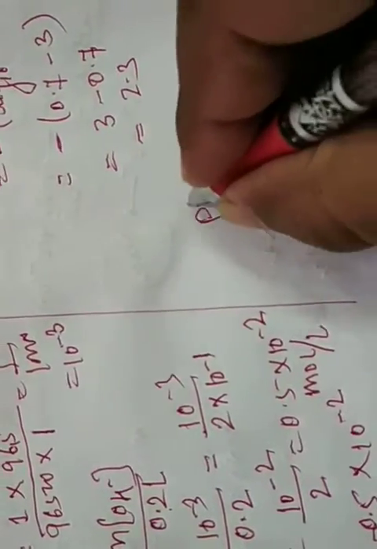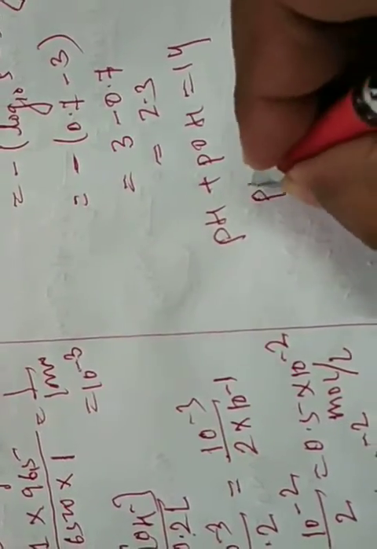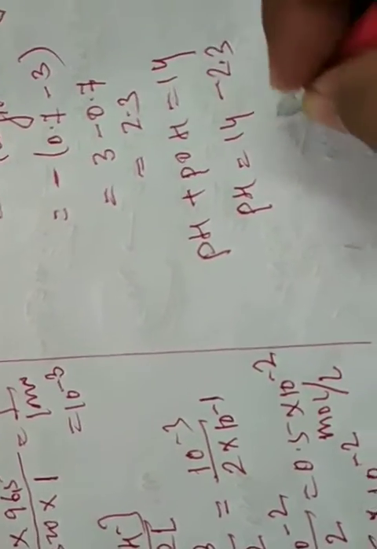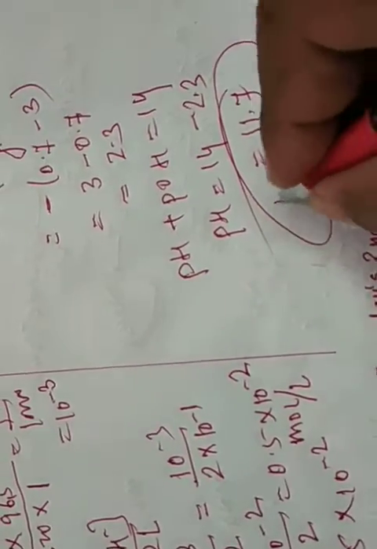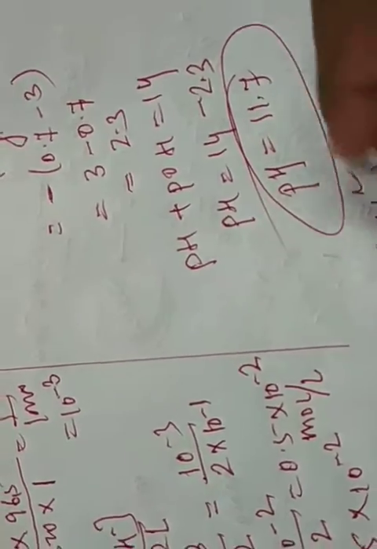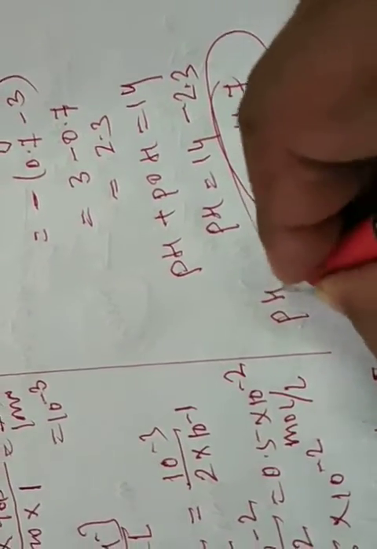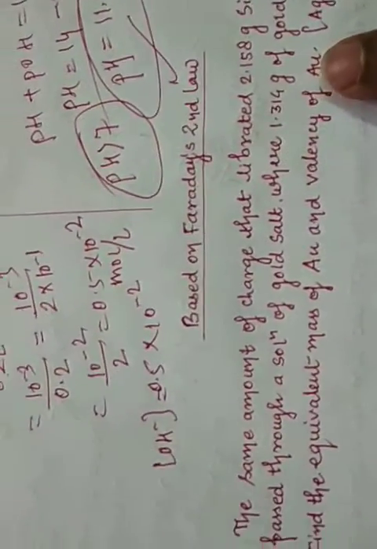This is pOH. Now you find pH. So you know pH plus pOH is equal to 14. So pOH is given, so pH is equal to 14 minus pOH, which is 2.3. So the answer is 11.7. It means this is basic, not acidic. Sorry, basic in nature. When pH is greater than 7, it means it is basic in nature. So here's the proof. The solution is basic.